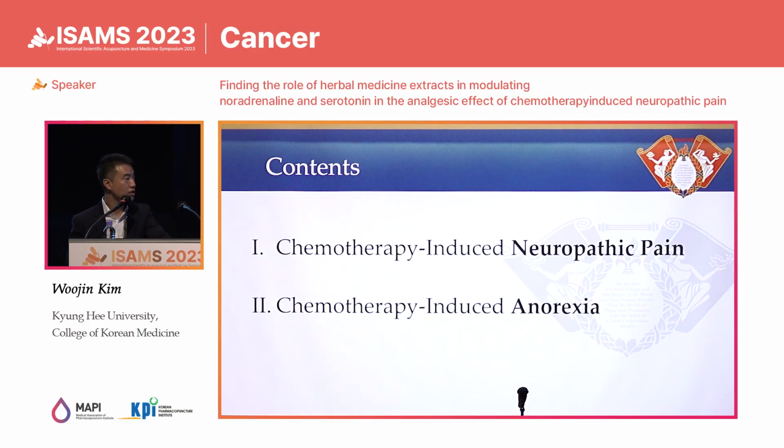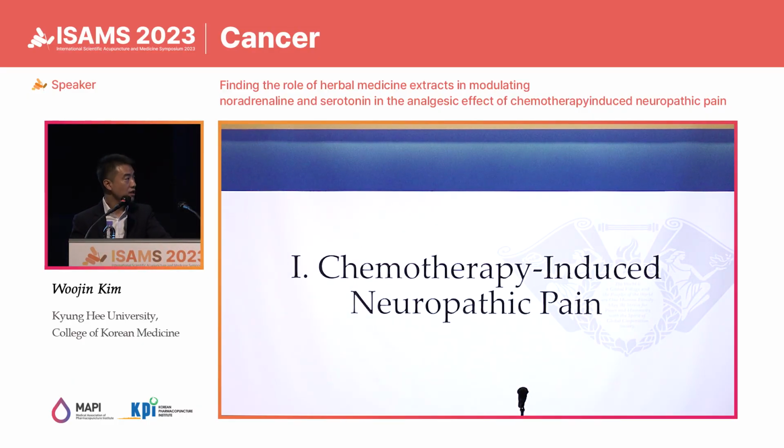And in relation to serotonin, I'm also interested in anorexia. So I will talk about both chemotherapy-induced side effects today. First, let us start with chemotherapy-induced neuropathic pain.